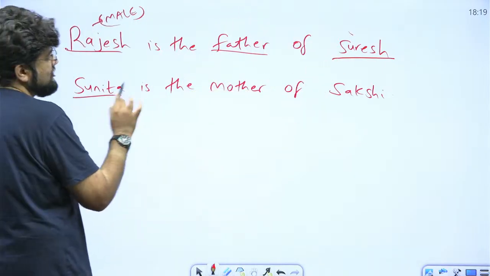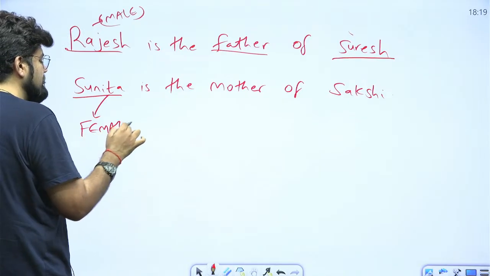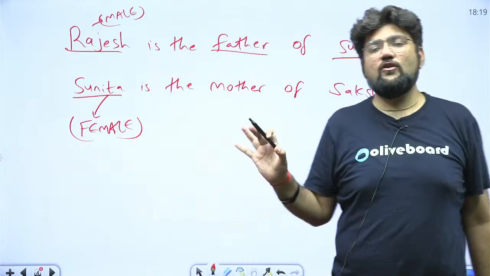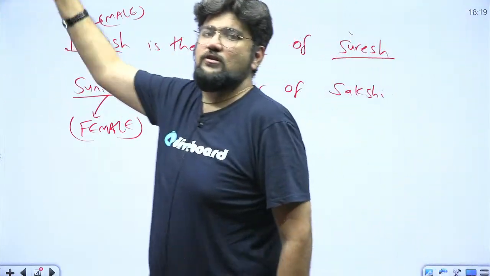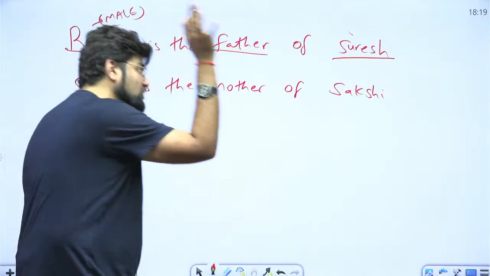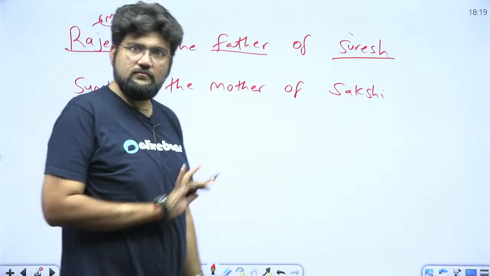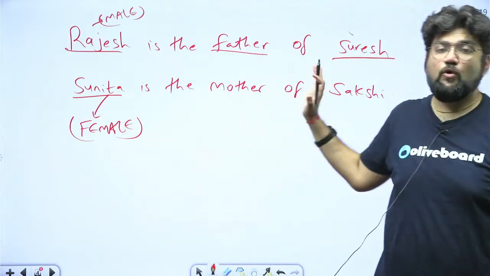Similarly, Sunita is the mother of Sakshi. So, Sunita is definitely a female because she is a mother. But about Sakshi in this question, unless it is specified, we are not sure. If it was written that Sakshi is the sister of, let's say, somebody, or Sakshi is the mother of somebody, then you would have confirmed that yes, Sakshi is also a female. Done? Understood? So, this is important.